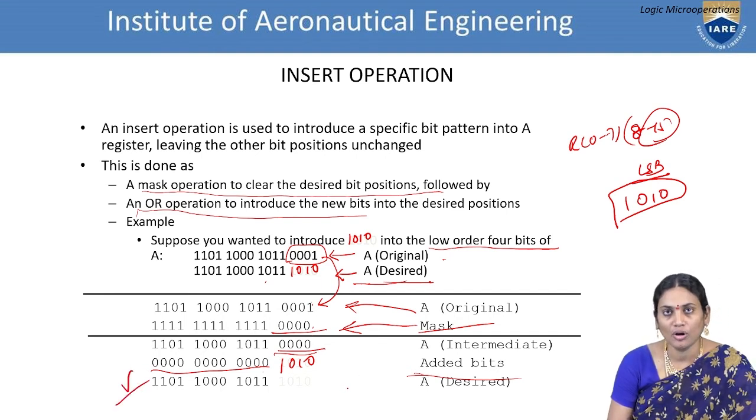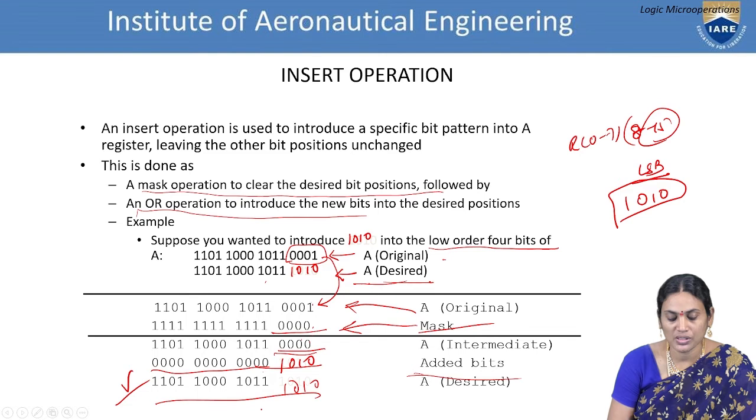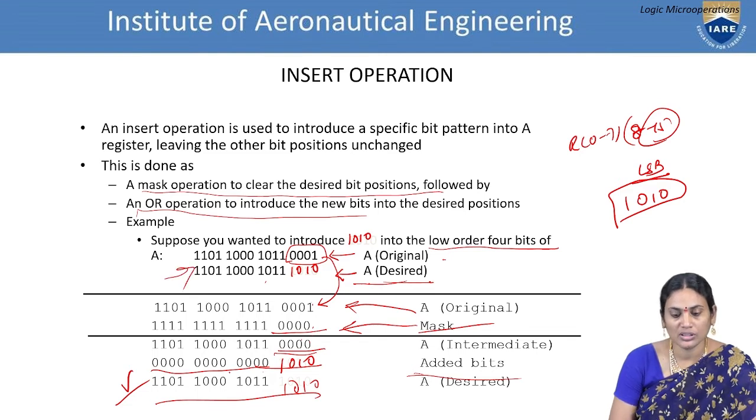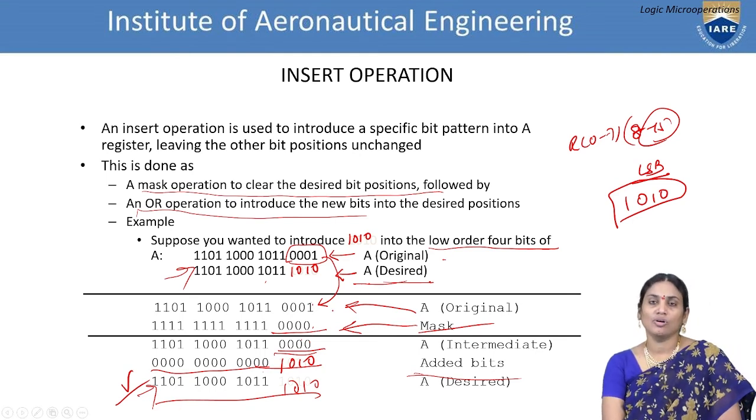I need to perform the OR operation. So what happens here when I perform the OR operation? 0 and 0, 0. 0 and 1, 1. 0, 0, 0, 1. So this is the total operation which I am having. If you observe this, the original value which you are trying to insert and the result which you have observed are both the same. In this way you are performing the inserting operation.